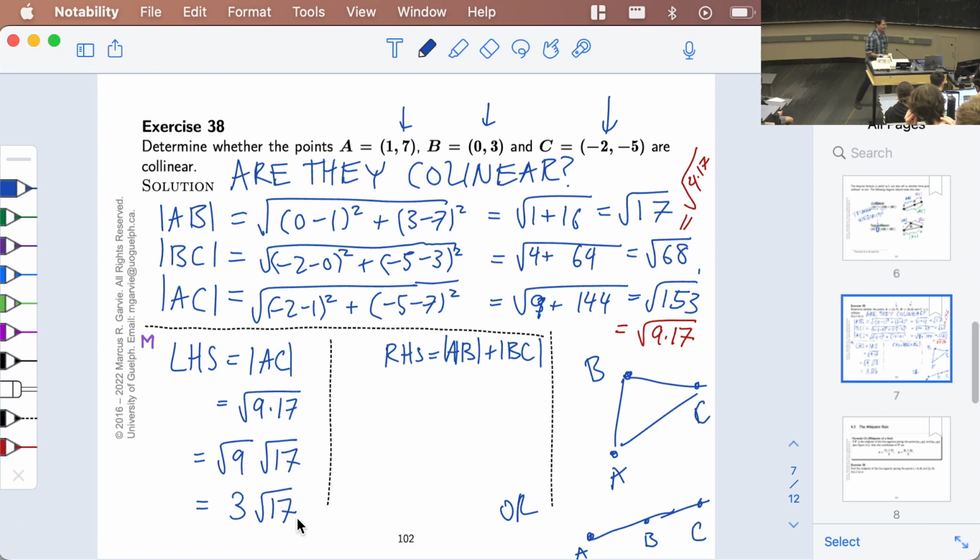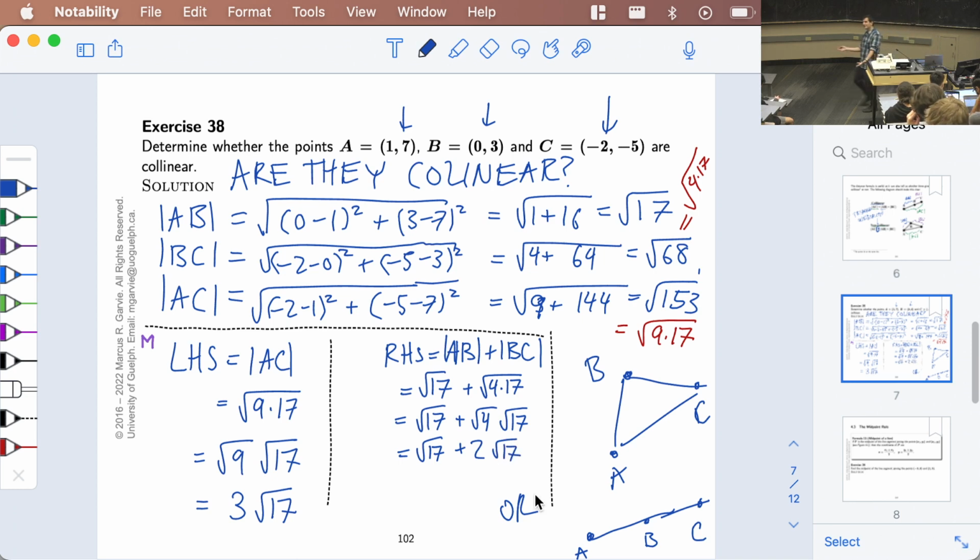Okay, what about the other side? The other side, I have AB and BC. AB, we said, is just the square root of 17. BC is the square root of 4 times 17. And again, I can factor the 4 out: square root of 4 times square root of 17. Square roots go in and out of multiplication. And the square root of 4 is a number I know. That one is 2 times the square root of 17.